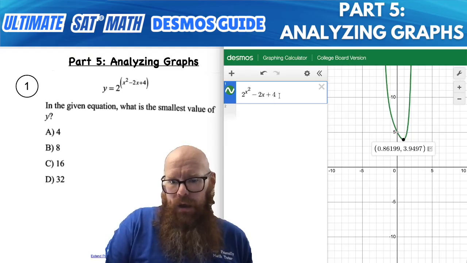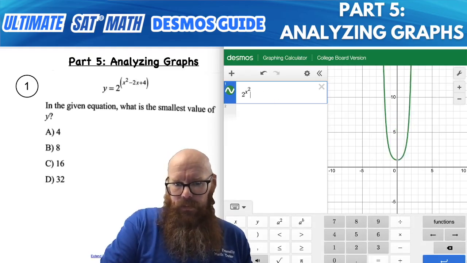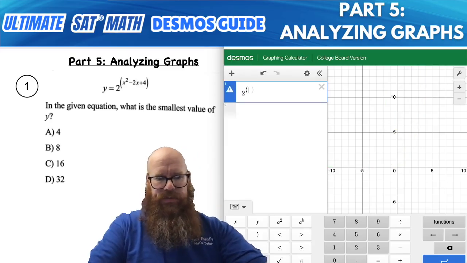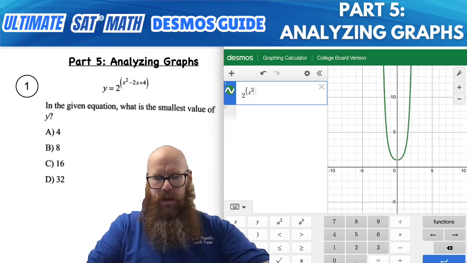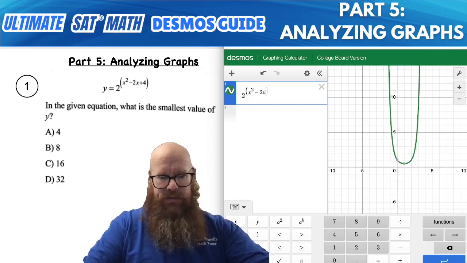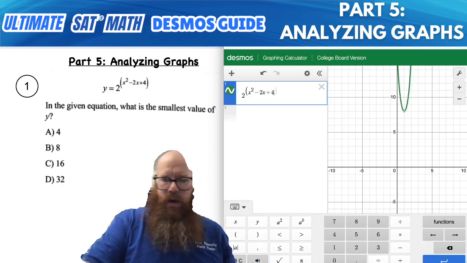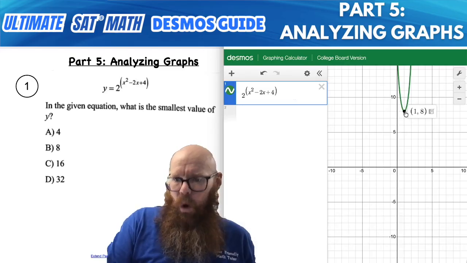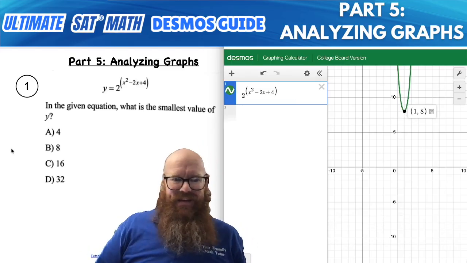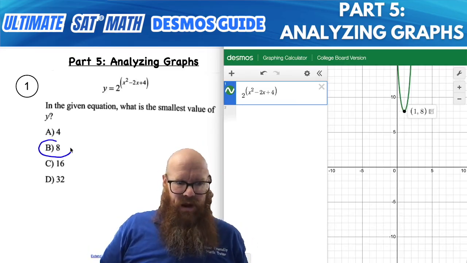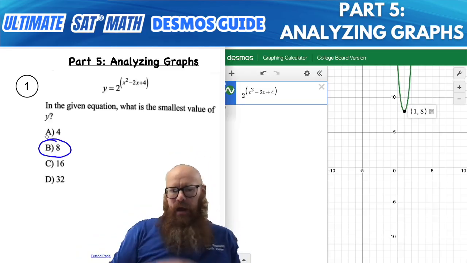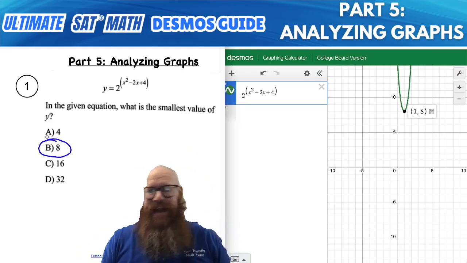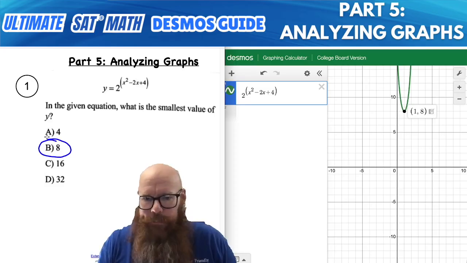Oh, I realize now what I did wrong. I'm glad I made that mistake, because I should have put it in parentheses the way that the problem did, and I got lazy there. Okay, so I'm glad we saw that. So now we actually have the right graph here, and the minimum y value is 8. All right, so really be careful with your parentheses and whether you're still in the exponent or out of it or not.